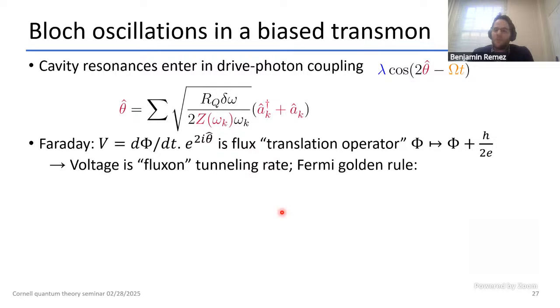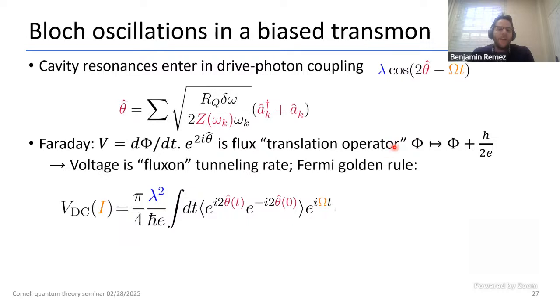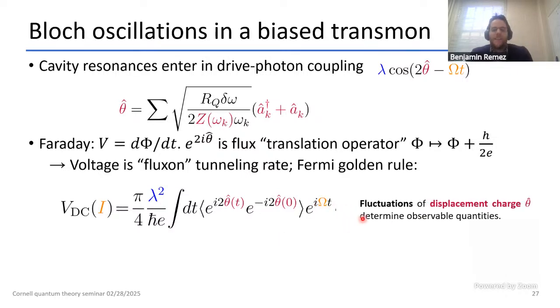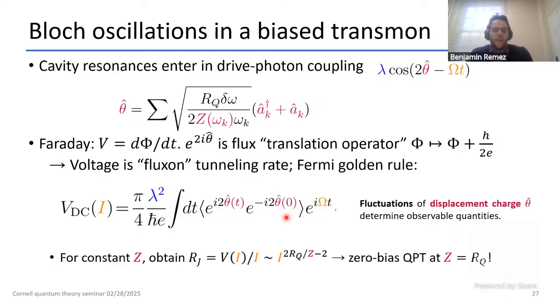And so this is just Fermi's golden rule with this cosine perturbation. And you can massage Fermi's golden rule in terms of the Fourier components of a correlation function. And what we find is that it is these vacuum fluctuations and the spectrum of fluctuations of the displacement charge that will determine observable quantities. And so specifically here, see that the voltage is directly proportional, up to this coefficient lambda squared, to this correlation function, which I'll call C.